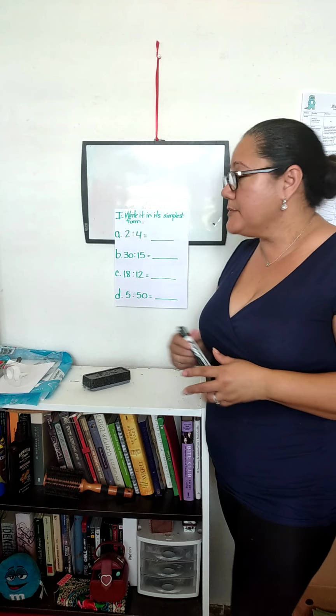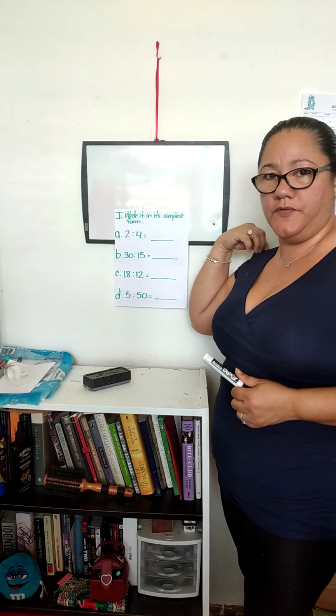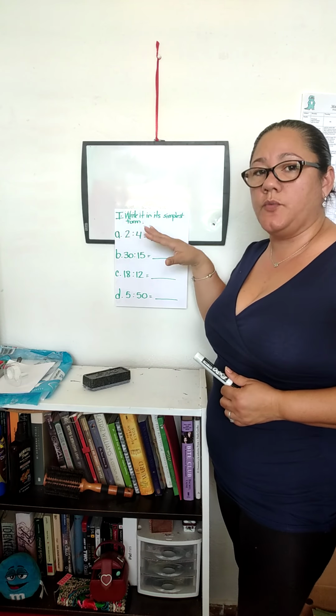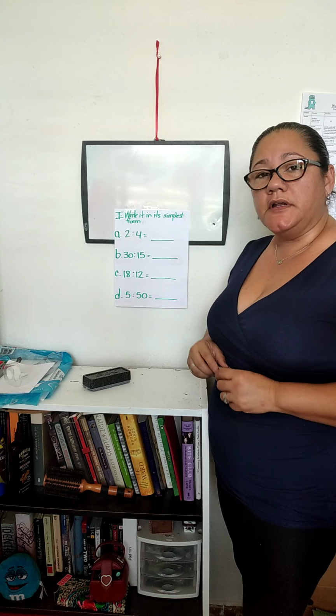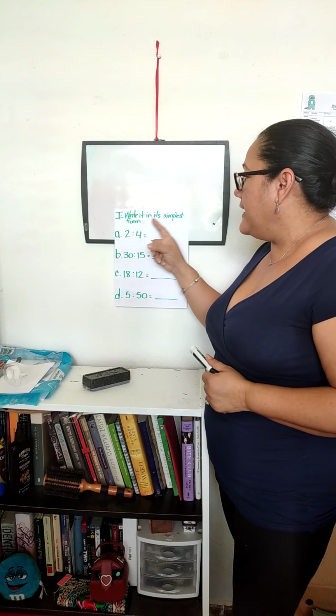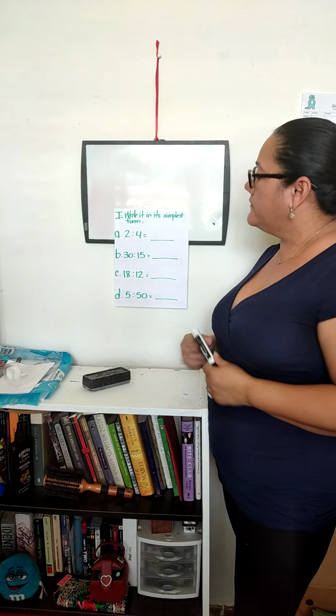Okay, good morning, guys. I'm going to explain to you how we're going to be answering this review. This is a math review. We're going to go step by step, part by part. The first part in the review is to write the ratio in its simplest form. We're going to change this ratio to its simplest form.